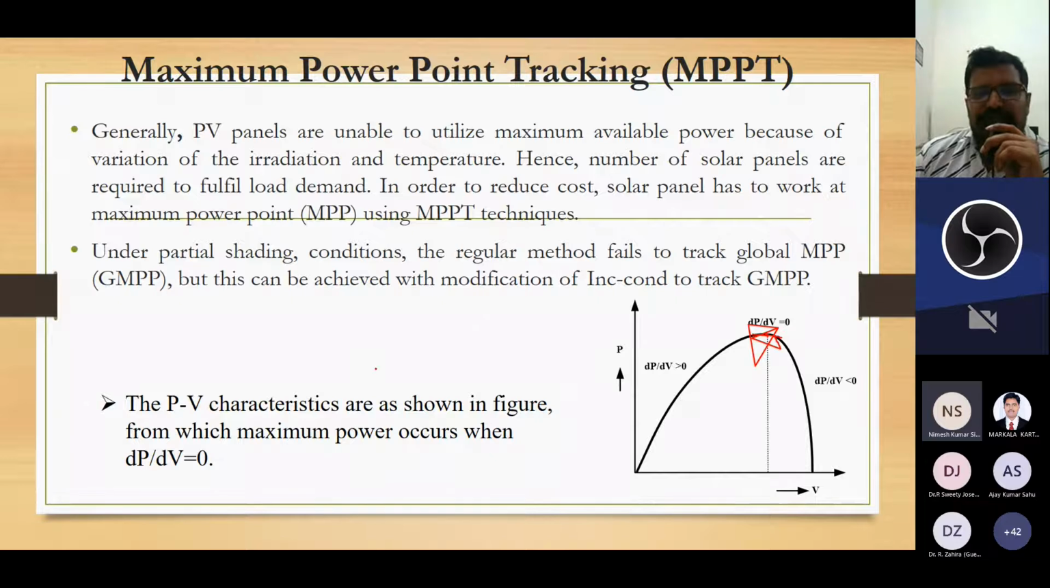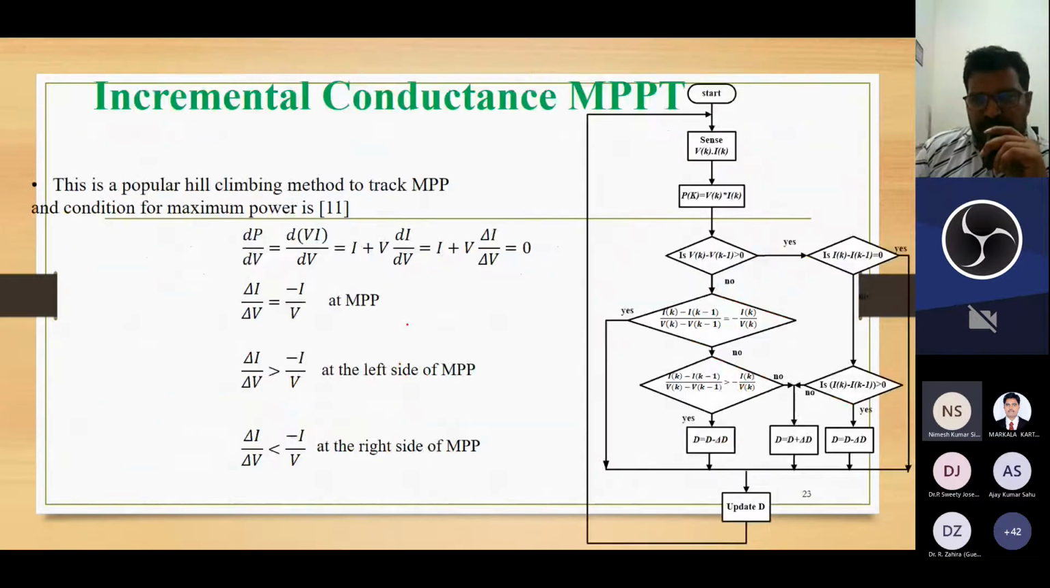So, as we know, for the maxima and minima of any function f(x), in order to find the maximum or minimum, we do the first differentiation equal to 0. Similarly here, to get the maximum power, dP by dV is equal to 0. So here we have used the incremental conductance method.